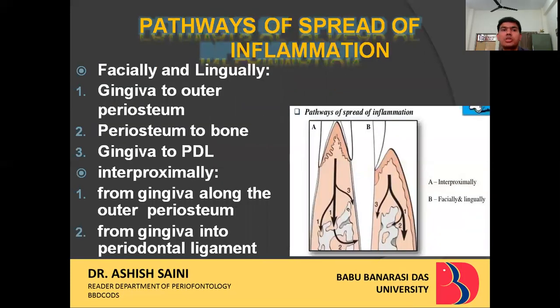Pathways of spread of inflammation: facially and lingually, it can spread from the gingiva to the outer periosteum; secondly, from the periosteum to the bone; and thirdly, from the gingiva to the periodontal ligament. Interproximally, it can spread from the gingiva along the outer periosteum and from the gingiva to the periodontal ligament.